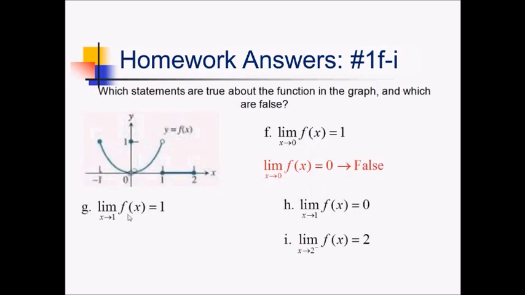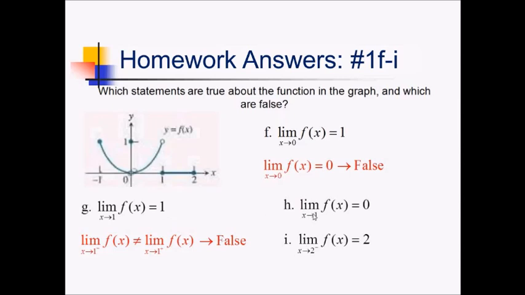And then for part G, limit as x approaches 1 equals 1. Well, as we approach from the left, we're going towards the y value 1, so that's true. However, as we approach from the right side, we're going toward the y value 0. Since the left and the right don't match up on the limit at 1, that means that there is no limit. So that's a false statement saying that the limit is 1 when in fact it's DNE.